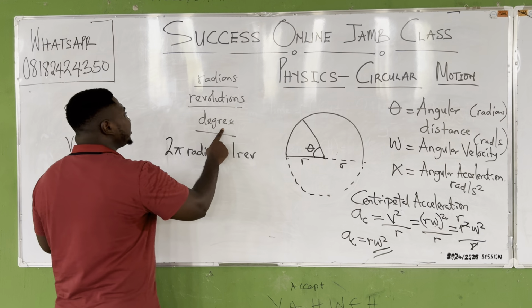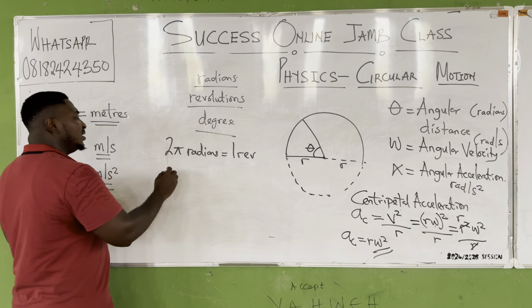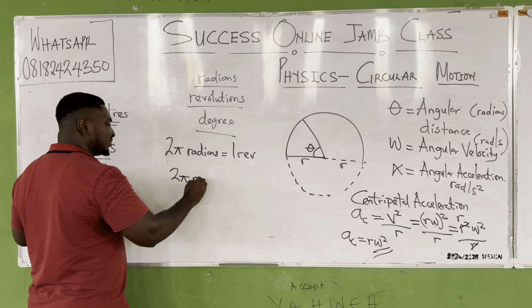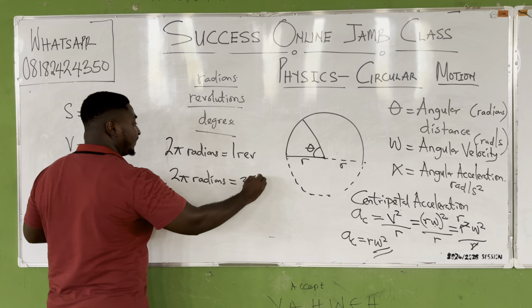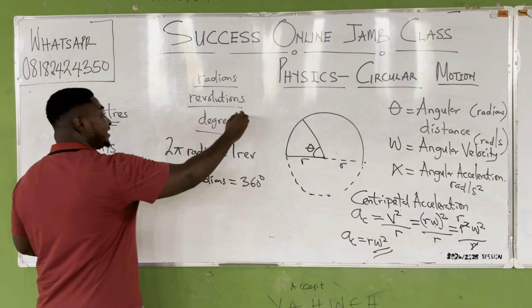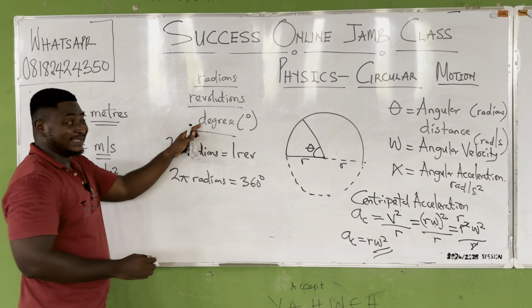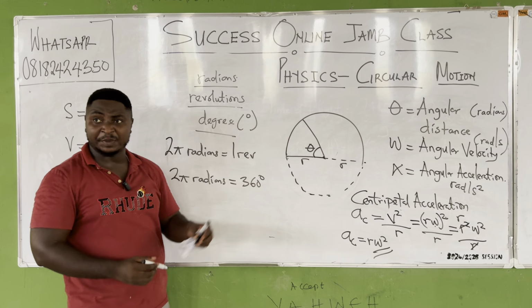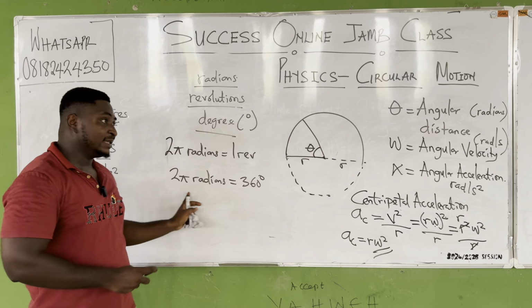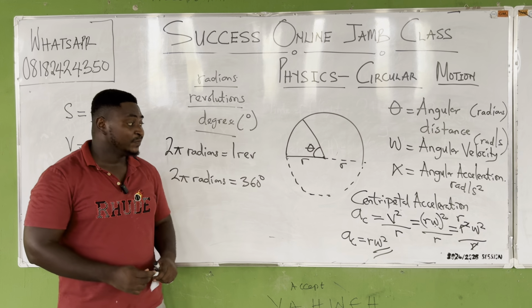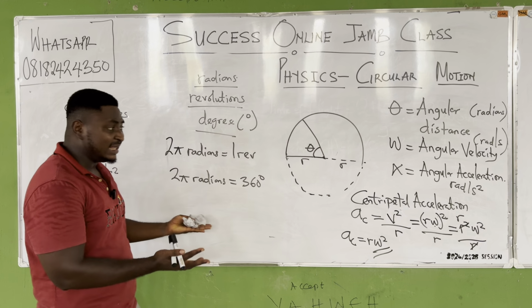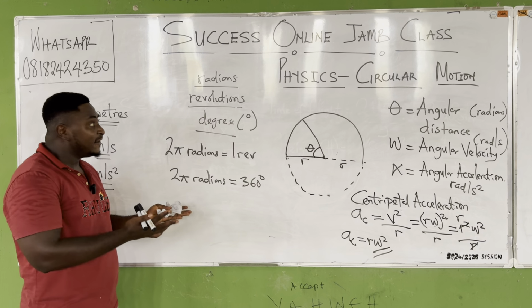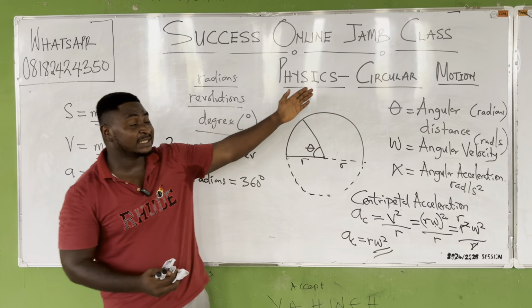What if you are given it in degrees and have to convert from radians to degrees? Note that 2 pi radians is equivalent to 360 degrees. Don't forget degree is represented with this symbol. If I don't need to write degree in words, I will just put this symbol. 2 pi radians is equivalent to 360 degrees. Now, there are still many things under circular motion, but this at least lays the foundation. There are many JAMB questions under circular motion.